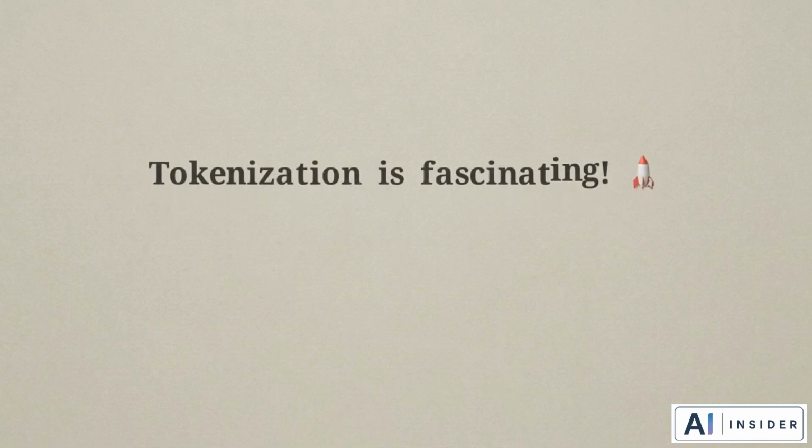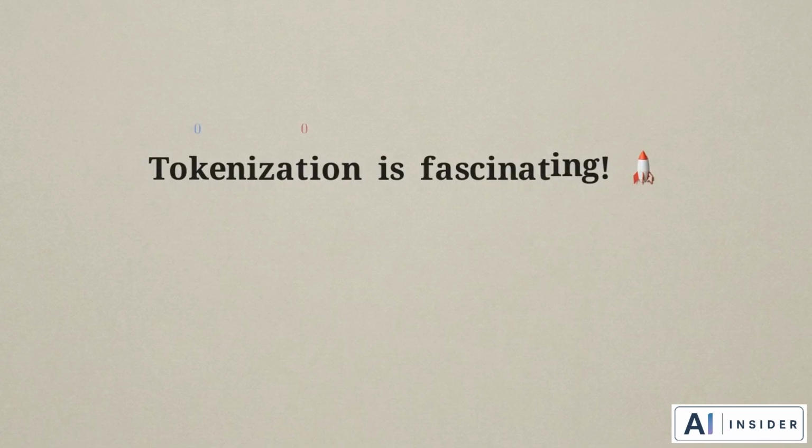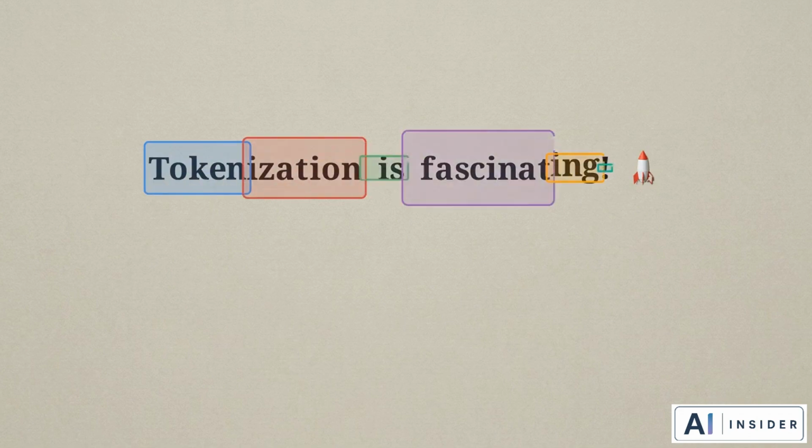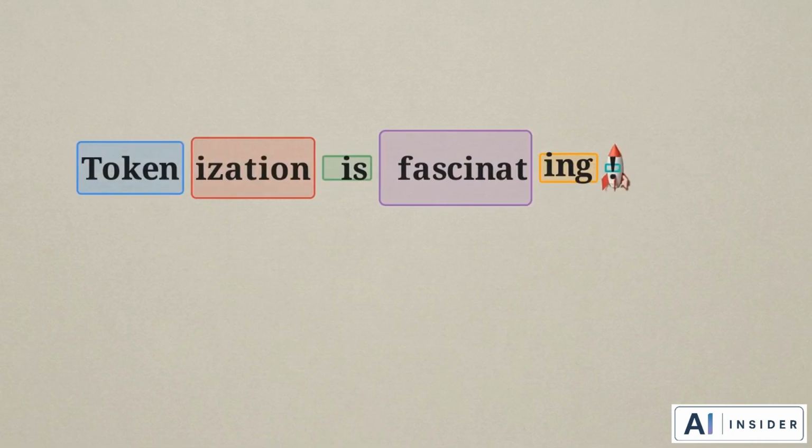Looking at this diagram, we can see how byte pair encoding handles our example sentence. The algorithm splits the text based on frequency patterns observed during training, ignoring human grammar rules. The word tokenization is severed in the middle. The letters T-O-K-E-N remain together because they form a common sequence. The letters I-Z-A-T-I-O-N break off as a separate, highly frequent suffix.